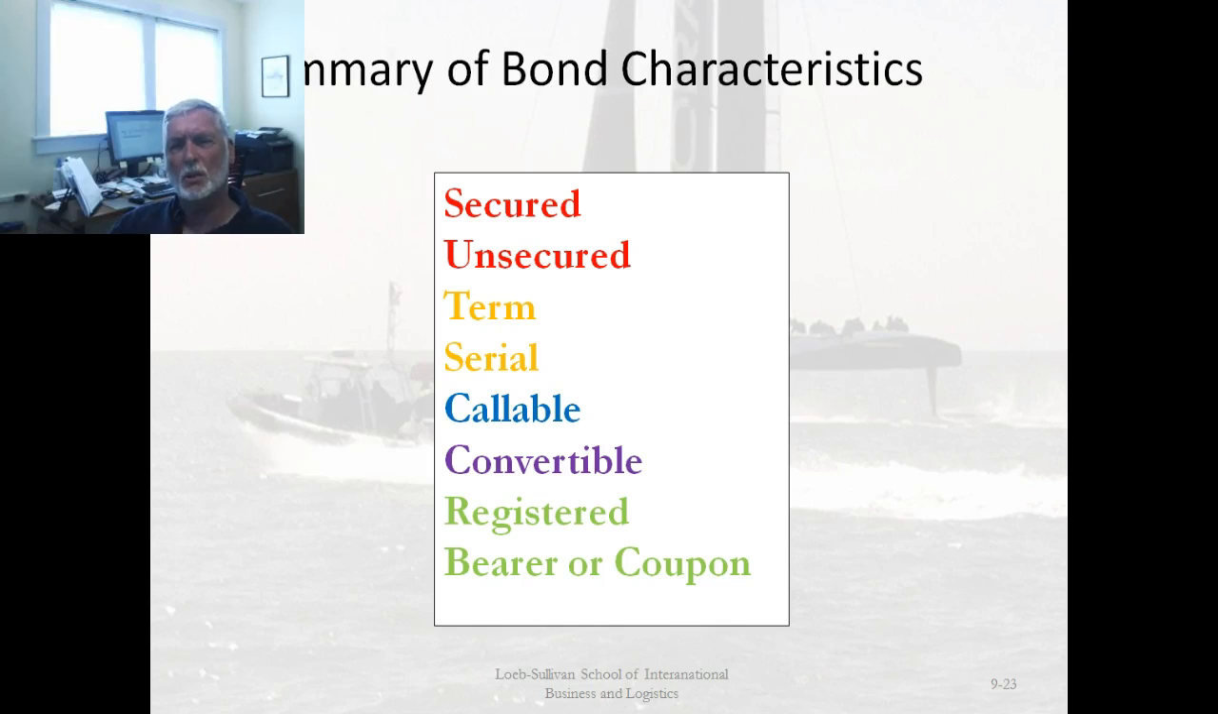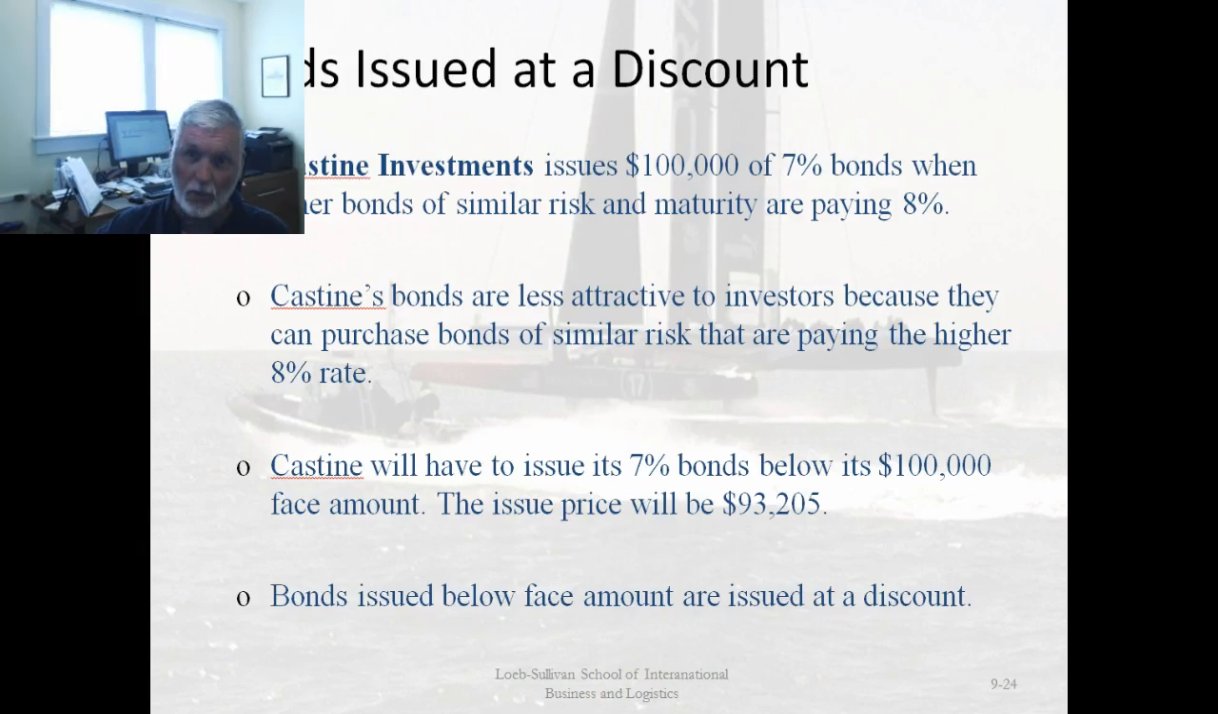Because interest rates change in the marketplace, bonds are sometimes sold at less than face value or sometimes at more than face value. So if we think about Castine Investments, a fictitious company here, issuing a $100,000 7% bond, this bond is going to pay $7,000 a year in interest. When other bonds of similar risk and maturity are paying 8%, would you buy the Castine Investments 7% bond?